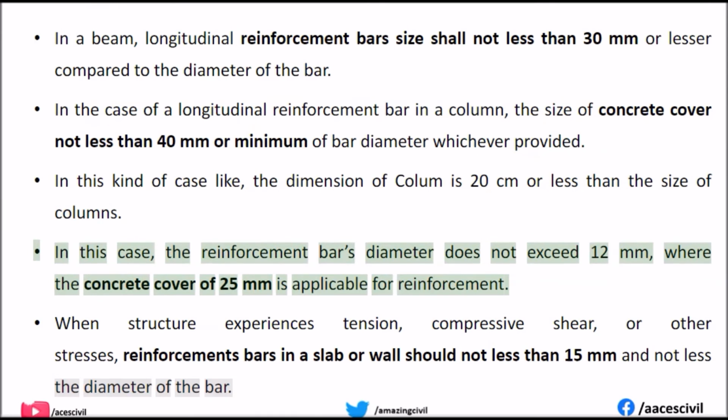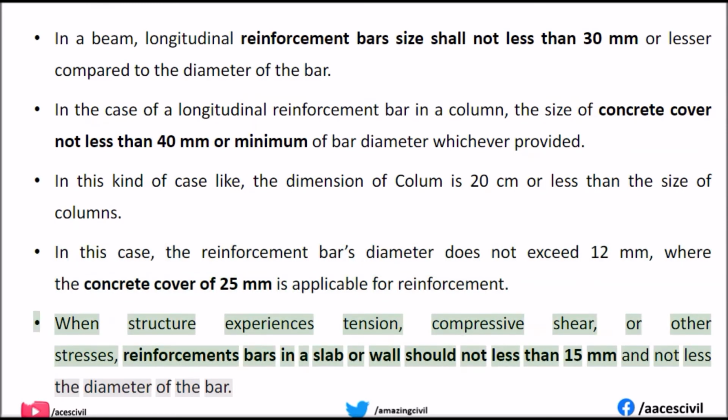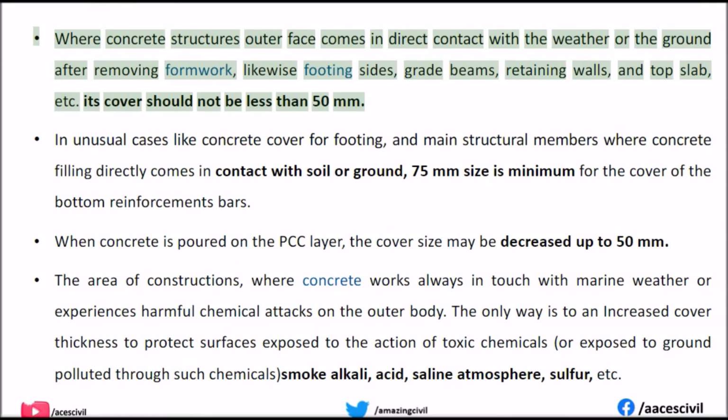When a structure experiences tension, compression, shear or other stresses, the cover to reinforcement bars in a slab or wall should not be less than 15 mm. Where the concrete structure's outer face comes in direct contact with the weather or the ground after removing formwork, likewise footing sides, grade beams, retaining walls, and top slab, etc., its cover should not be less than 50 mm.